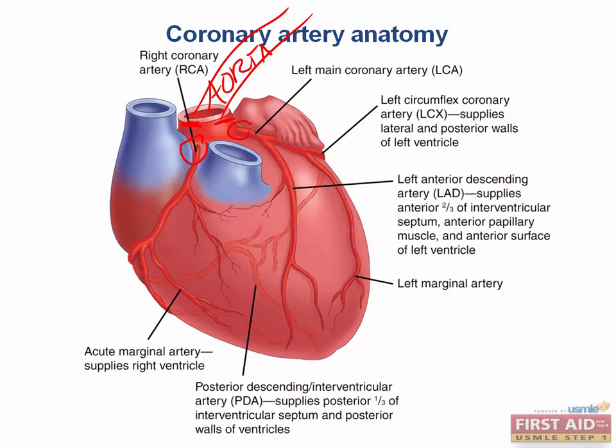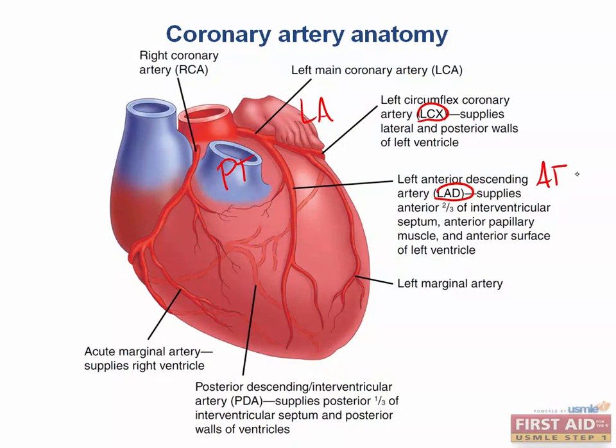So let's examine the left side first. The left main coronary artery passes between the pulmonary trunk and the left atrium. The left anterior descending will pass in between the pulmonary trunk and the left atrium and start traveling in the atrioventricular groove. So it travels in the atrioventricular groove, which is not shown on your diagram, but it is delineated by those two lines that I just drew.